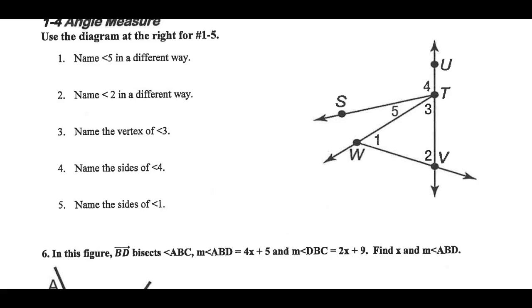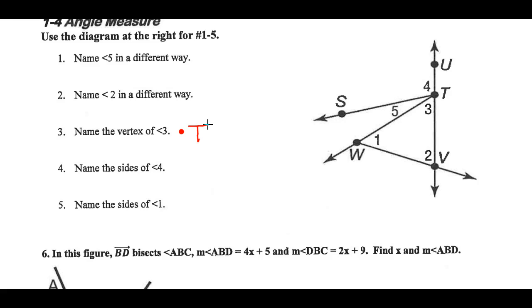Okay, so we have the vertex of angle 3. So the vertex of any angle is always just going to be a point. Okay, so the vertex of angle 3 would be point, and angle 3 is up here, so that's point T. Same vertex as angle 5, or same point rather.